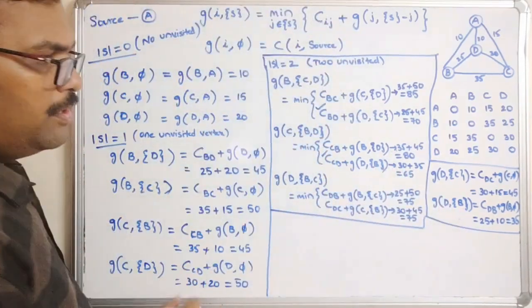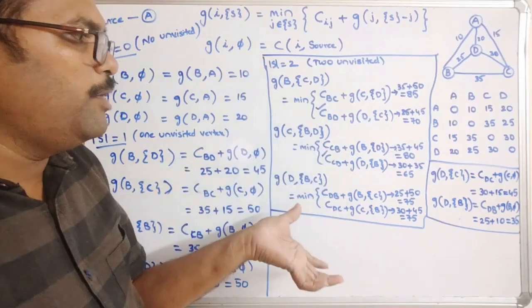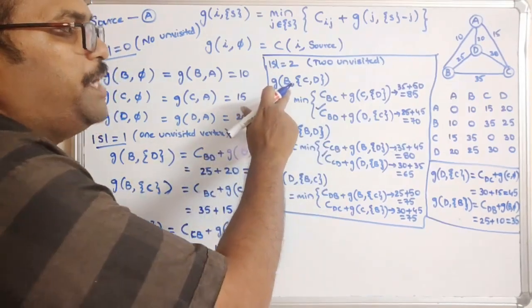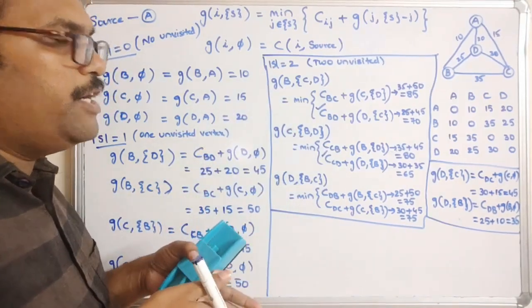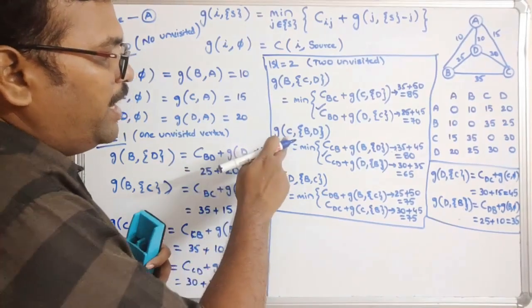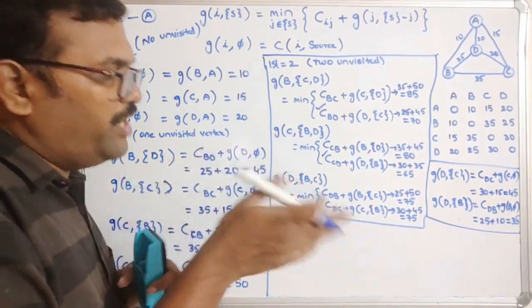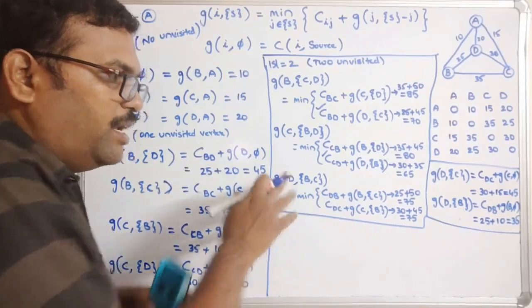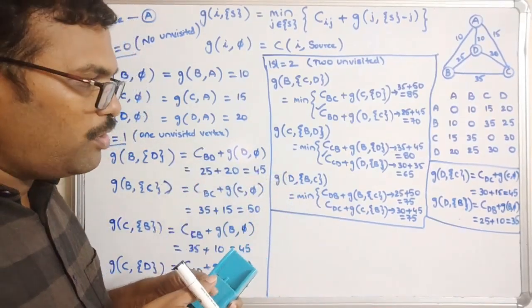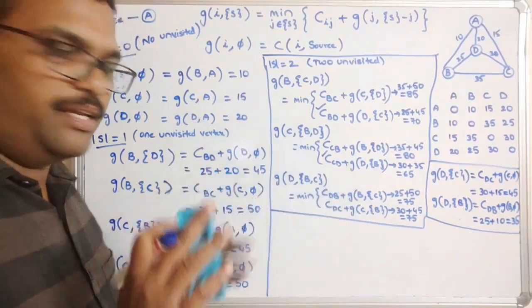Okay, so only 3 possibilities we have chosen, right? If the source is B, there can be an edge from B to C or B to D. If the source is C, there can be an edge from C to B or C to D. If the source is D, from D there can be an edge to B or C.